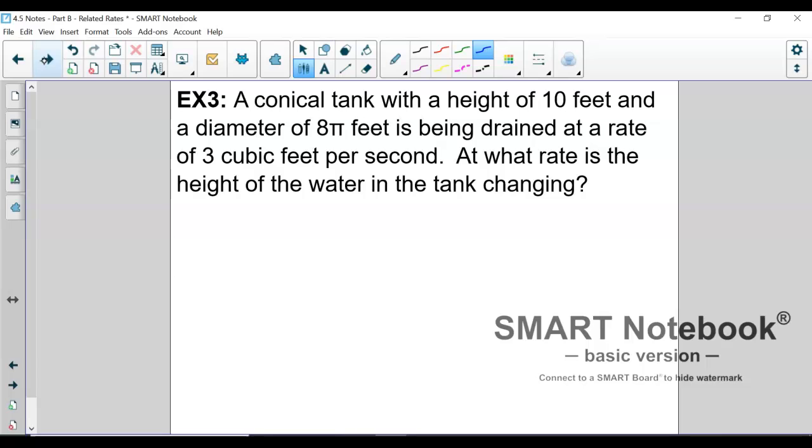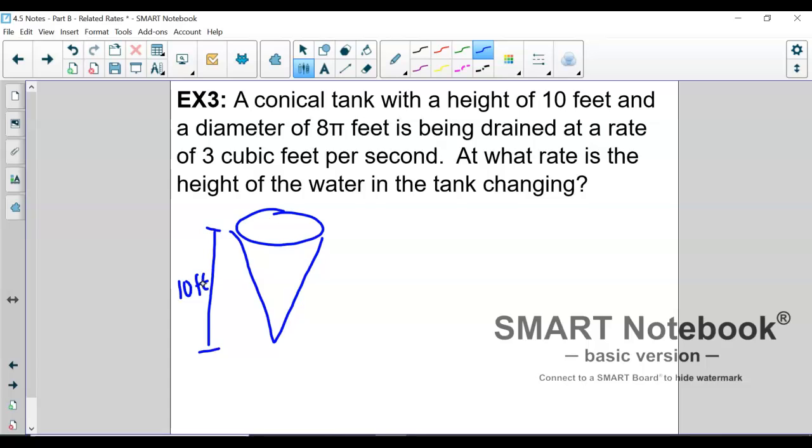All right, let's look at example 3. A conical tank with a height of 10 feet and a diameter of 8 pi feet is being drained at a rate of 3 cubic feet per second. At what rate is the height of the water in the tank changing? So we've got a conical tank, so our tank is a cone. And it has a height of 10. And be really careful here. It tells you a diameter of 8 pi feet.